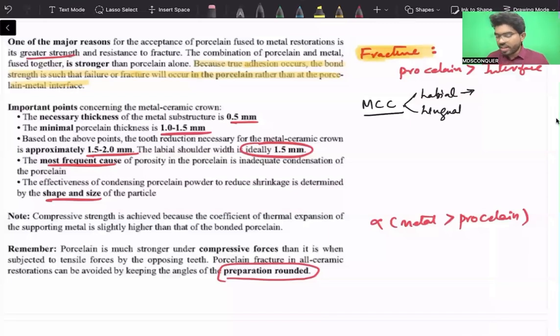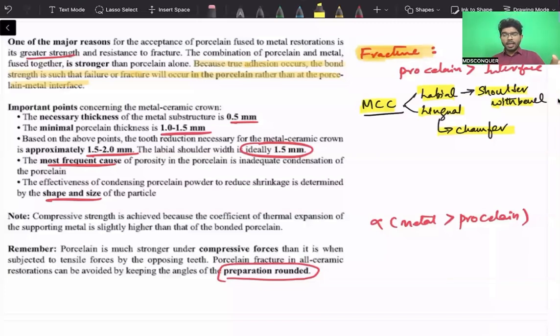The better option for the labial side is going to be a shoulder with bevel. Shoulder with bevel is the best option. If you don't have that, you can go with shoulder as an answer. And on the lingual side, the answer should be chamfer. Clear? So it has two parts of finish lines. Labially, it is going to be shoulder with bevel, and lingually, it is going to be chamfer.